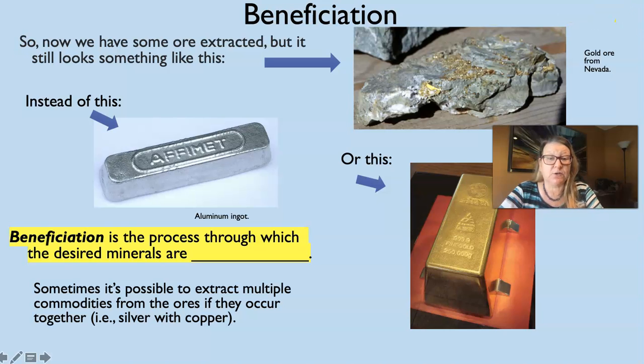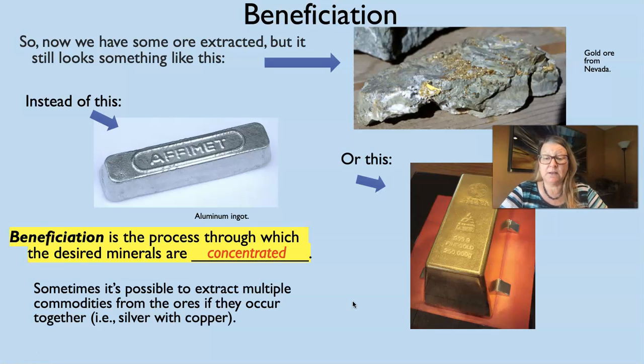So beneficiation is going to take something like this, which has gold in it. You can see the gold, but this is ore because there's a lot of other stuff. And we want to turn it into an ingot, for example. This is an aluminum ingot, a gold ingot. So beneficiation is the process through which the desired mineral is concentrated.